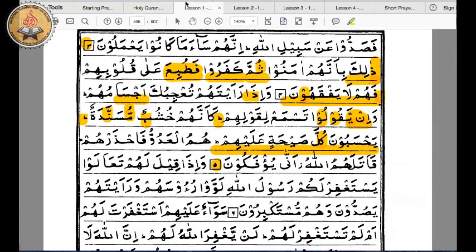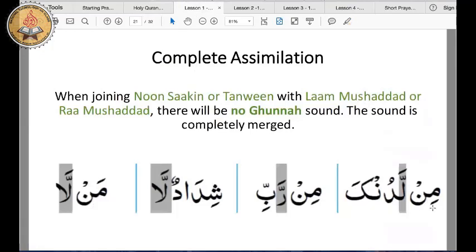Looking at the examples that we've got over here, you can see you've got noon sakin followed by lam mushaddad, min ladunka, not min ladunka. So we are completely merging this noon sound into the lam mushaddad. Exactly the same with ra, not min rabbi, but mir rabbi. Again, this tanween of dhamma is going to be merged with the lam mushaddad. Shidadulla. Noon sakin is merged completely with lam mushaddad. Malla. So just be mindful. Remember these two letters, ra and lam mushaddad, and remember that this is complete assimilation. So you completely merge the sound together.